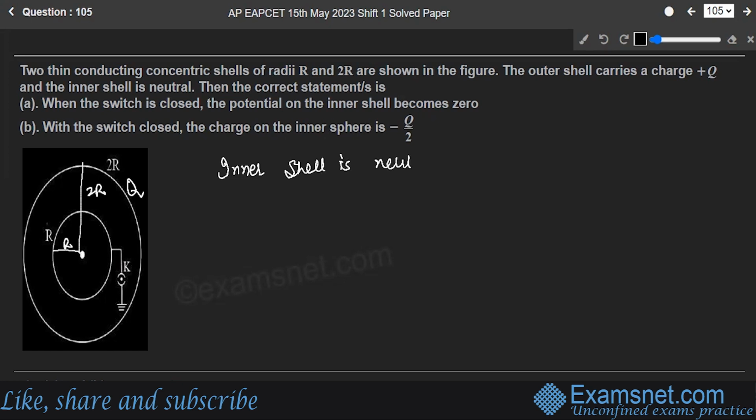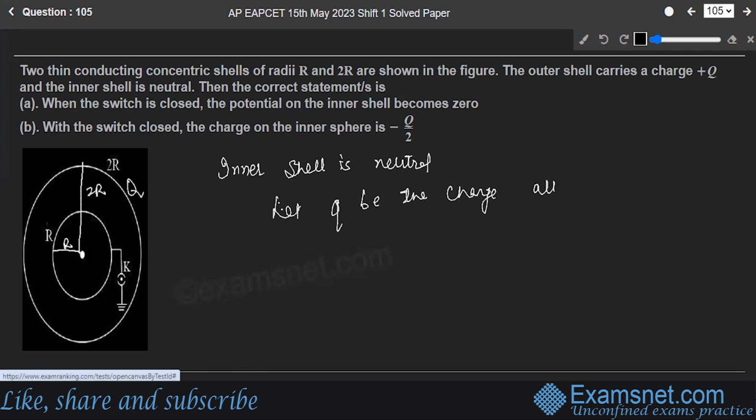The inner shell is neutral. Let q be the charge attained by the inner shell.